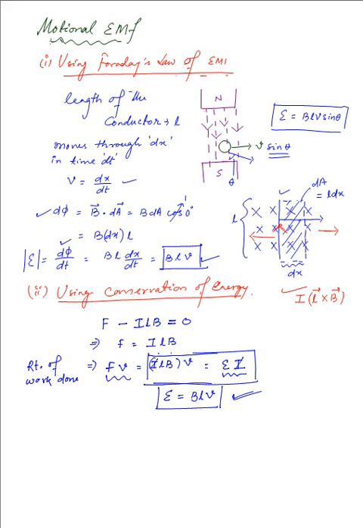And in the next case we considered the conservation of energy, where the power employed to move the conductor through the field is completely converted into the electrical power that is generated across the circuit. So now we move over to the third case, where we use the concept of the Lorentz force.